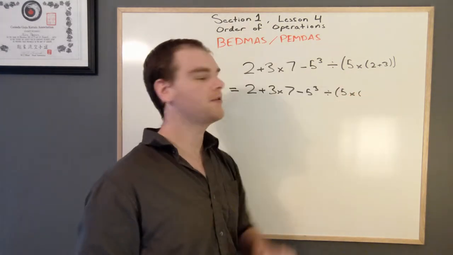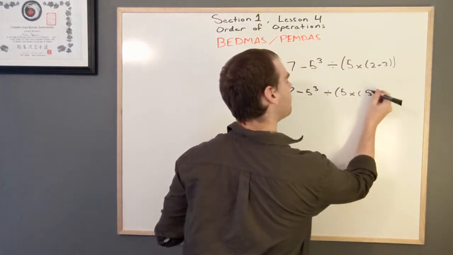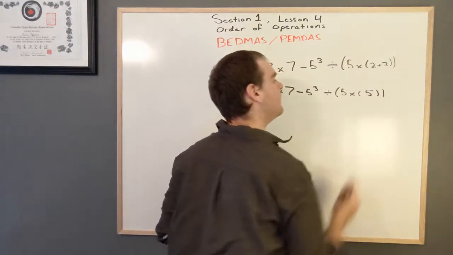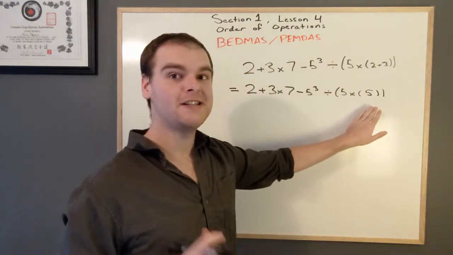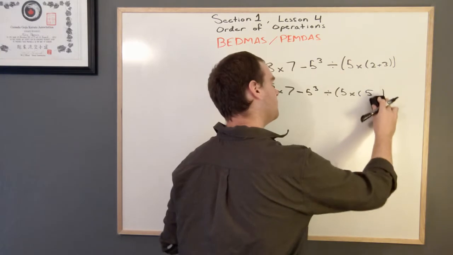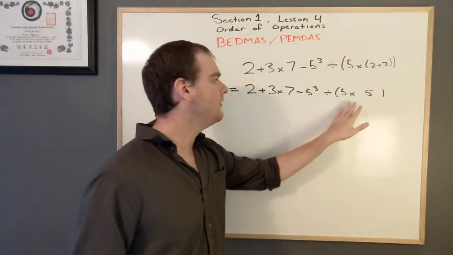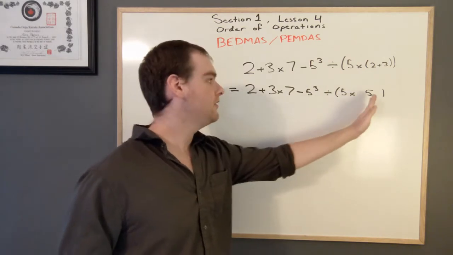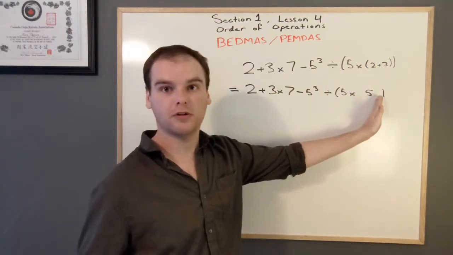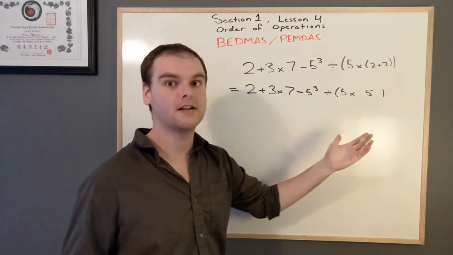So 2 plus 3, that is 5. Now there's no more operations inside these brackets, so we can drop the brackets. Now we go back to the original expression, start here, we say, okay, were there any more parentheses or brackets inside here? And there isn't, because we're at the end of that expression.